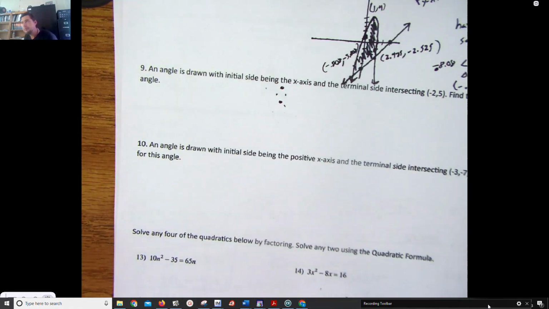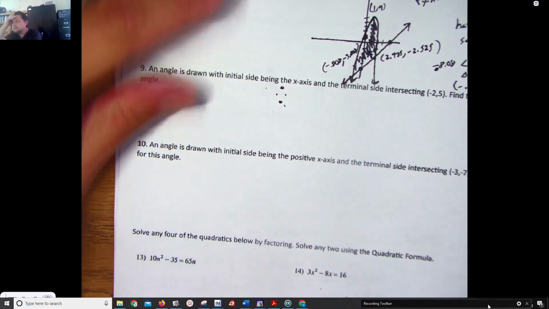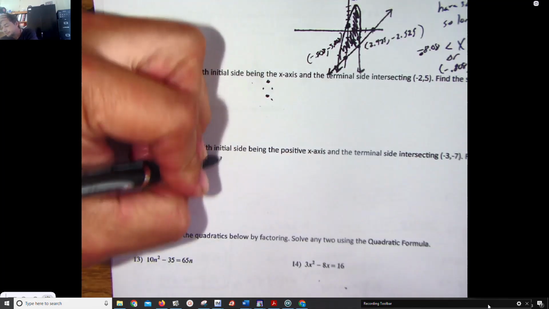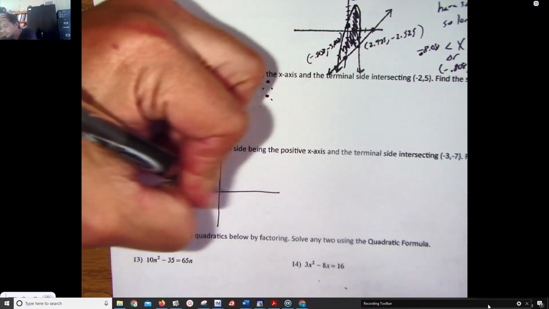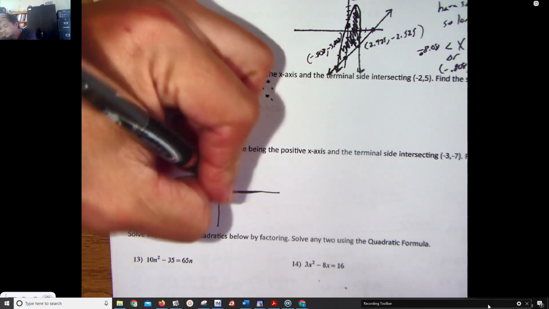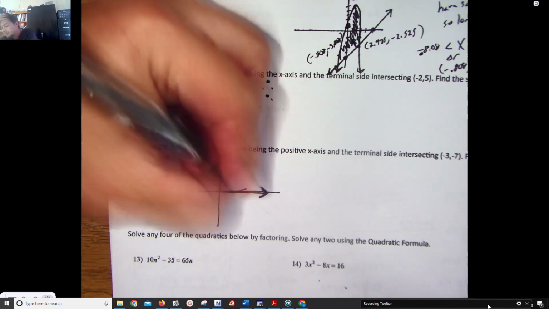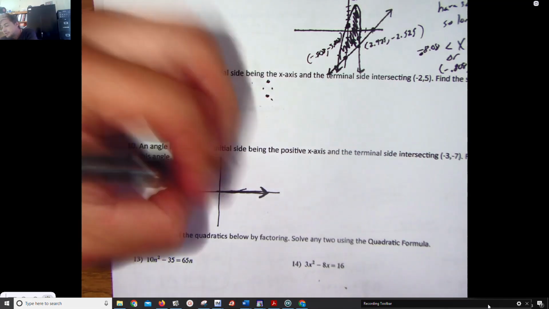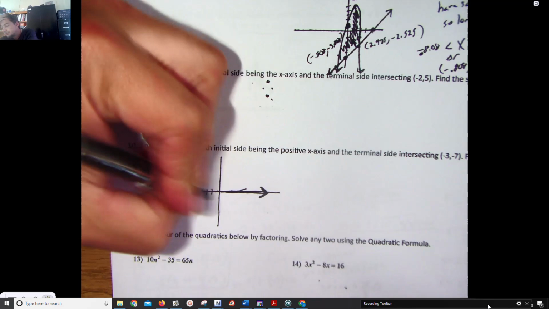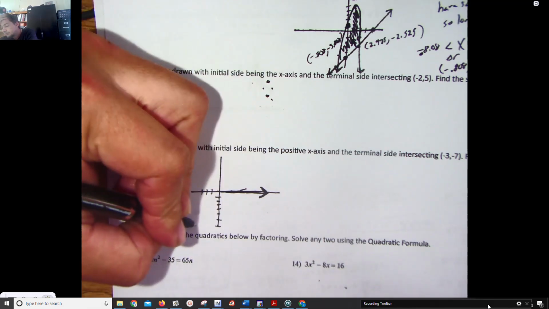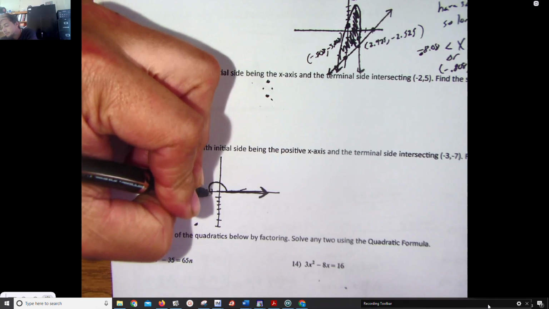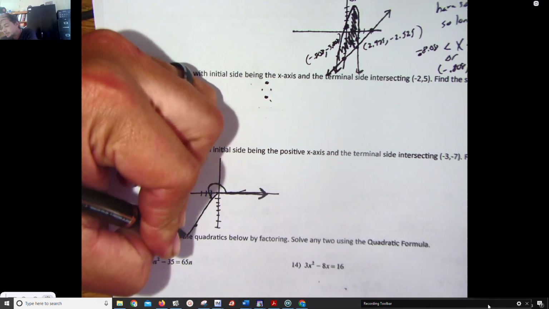I know you guys don't appreciate this, but they removed trigonometry from your Algebra 2 standards, but it's still on the ACT. And this is a typical ACT question. An angle is drawn with the initial side being the positive x-axis. So whenever you draw your angle, it starts here. And its terminal side intersects at negative 3, negative 7. So the angle rotates down to here. That's the actual angle.